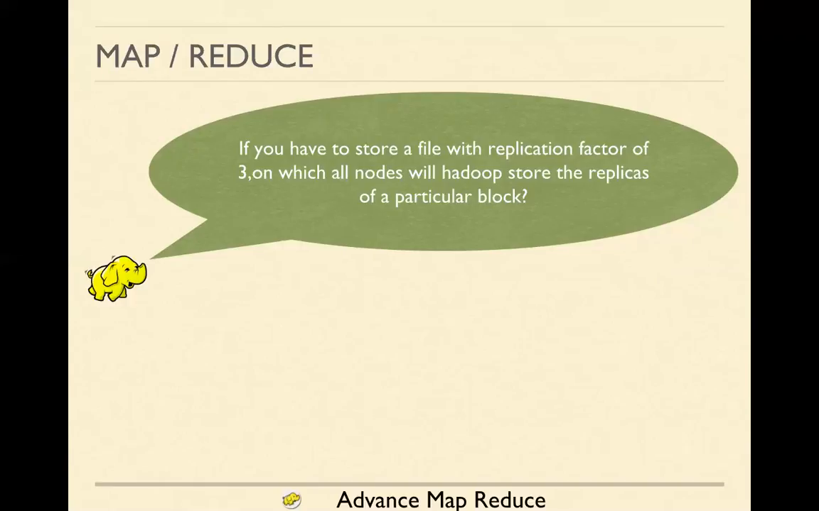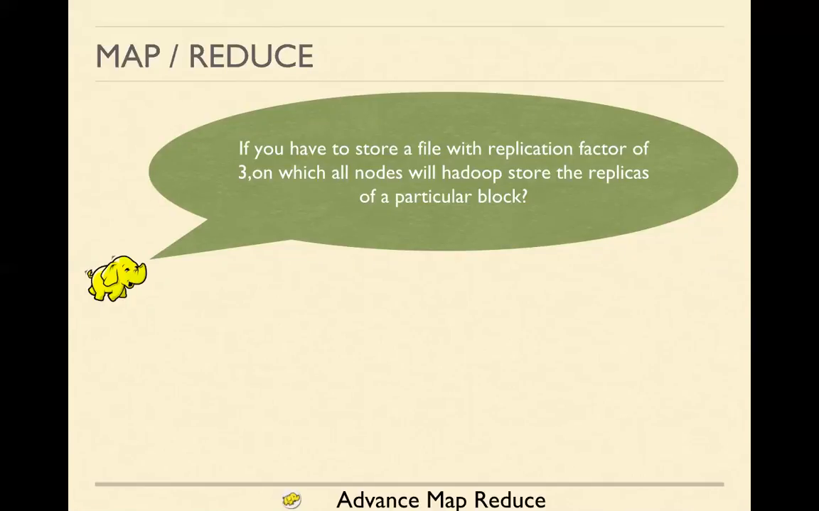And this question which I asked earlier: if you have to store a file with a replication factor of 3, on which nodes will Hadoop store the replicas of a particular block? Yes, data nodes, but which nodes? Randomly on any 3? There are, let's say, 10 nodes in the network. Which 3 nodes will it keep?